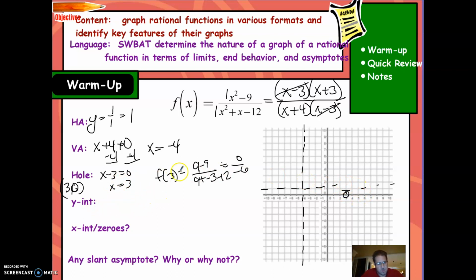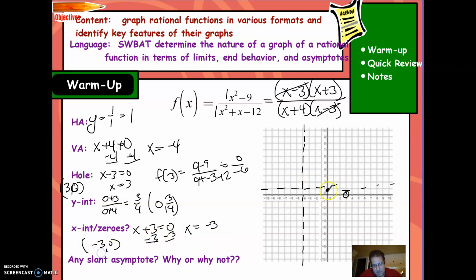All right, so y-intercept, which means x is 0, and solve. So 0 plus 3 over 0 plus 4, and that gives us 3/4. Y-intercept would be 0, 3/4, so I can plot that now. 0, 3/4 would be about right here, give or take. X-intercepts, which would mean our zeros of the function, which would be when the numerator is equal to 0. So that's x plus 3 equals 0. Subtract 3 from both sides, which means x is negative 3. So negative 3, 0 is our x-intercept. That would be right there.